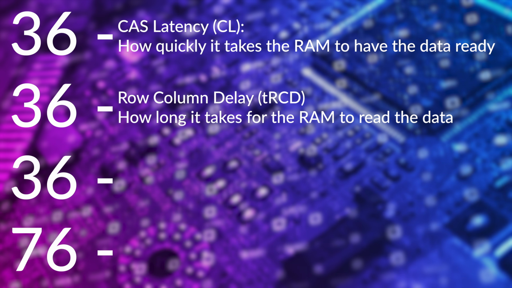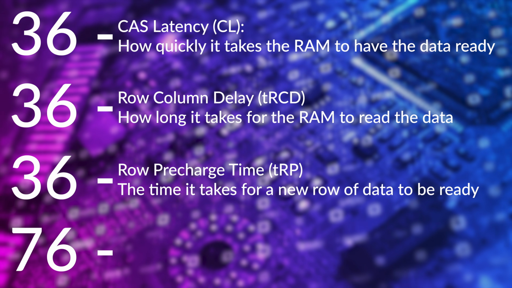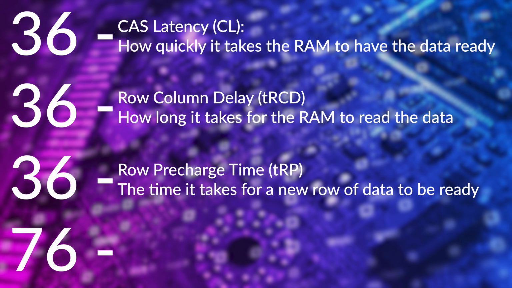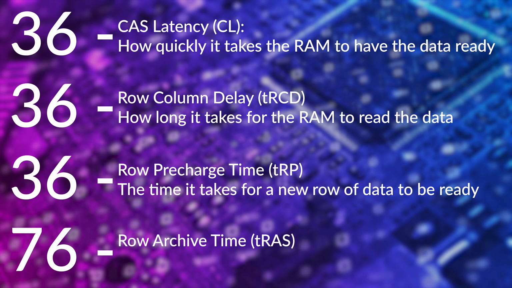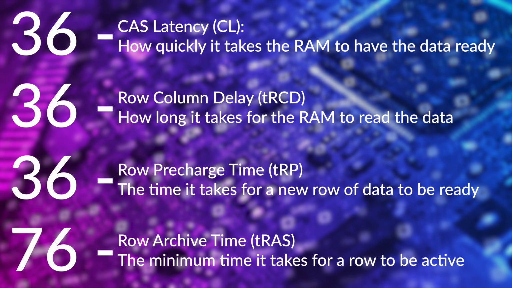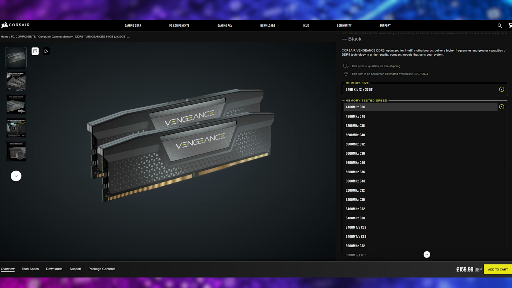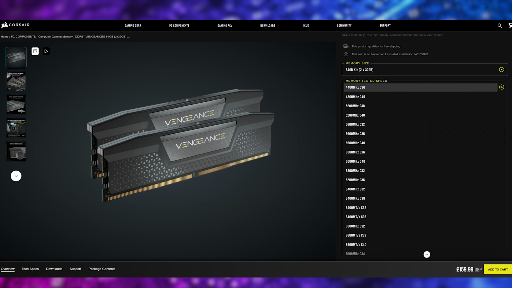The third number is row pre-charge time, tRP, the time it takes for a new row of data to be ready. The fourth number is row active time, tRAS, the minimum time it takes for a row to be active. While a higher data rate usually has a greater impact on measured performance, optimally timed memory kits can often outperform poorly timed kits. Therefore, look for low latency as well as high speed.